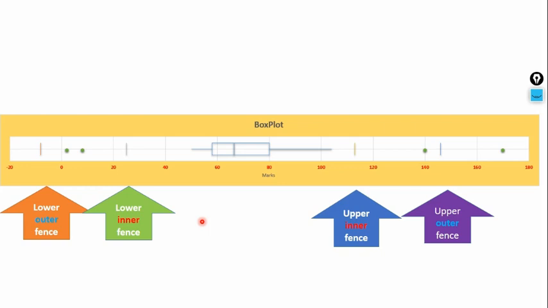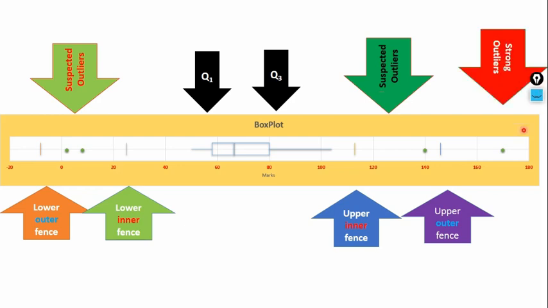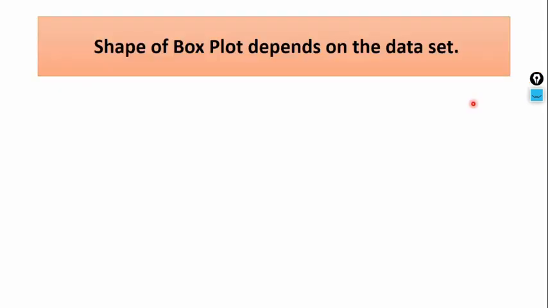Weak, suspected outliers: this is Q1, this is Q3. These points, the data values between the lower outer fence and the lower inner fence, are called suspected outliers. These are also suspected outliers, because they lie between the upper inner fence and the upper outer fence. But this one, beyond the upper outer fence, is called a strong outlier.